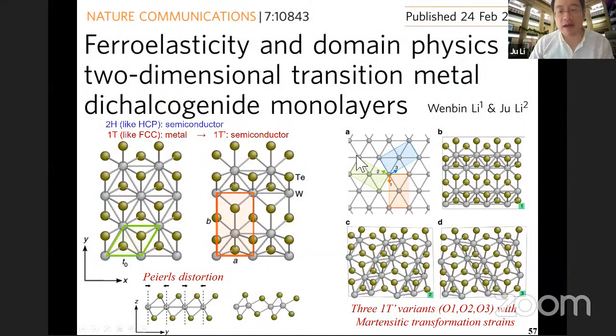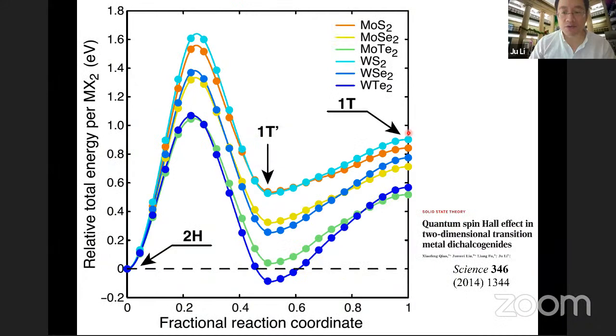It turns out that this T prime structure is interesting. When these chalcogens do this reconstruction, you go from the metallic T structure to the T prime structure for molybdenum disulfide, molybdenum diselenide, molybdenum ditelluride, tungsten disulfide, tungsten diselenide, tungsten ditelluride. So six different chemistries. T prime is metastable, but from the calculations, we found that only the tungsten ditelluride and the molybdenum ditelluride have comparable global stability versus the H phase.